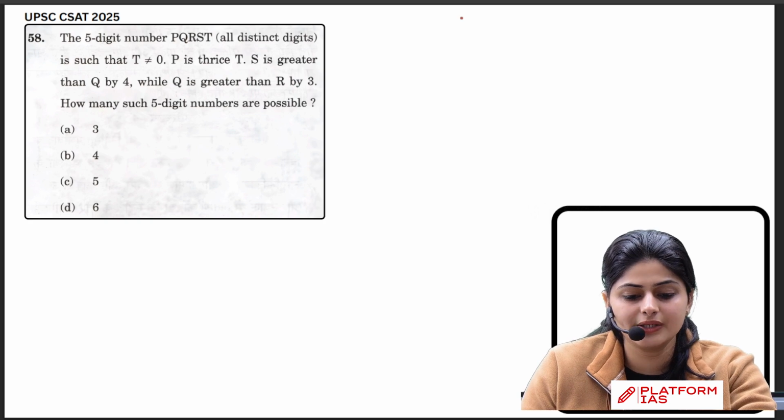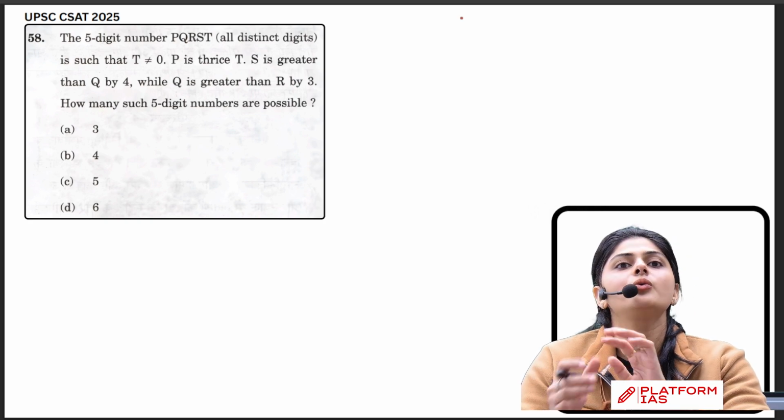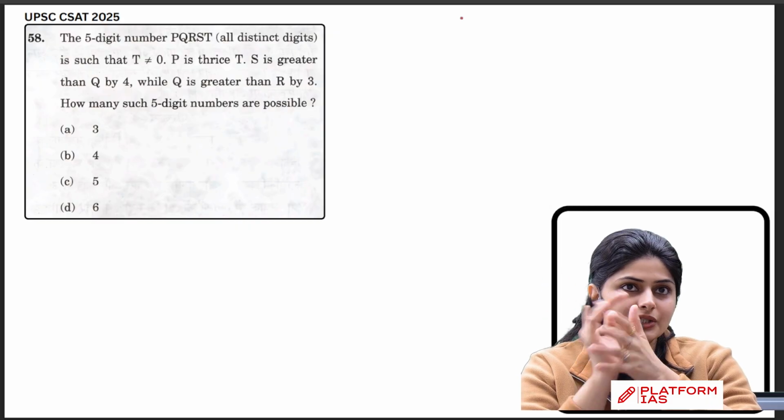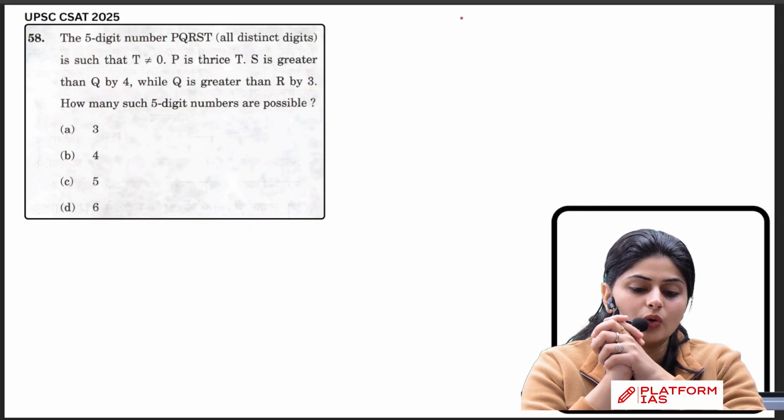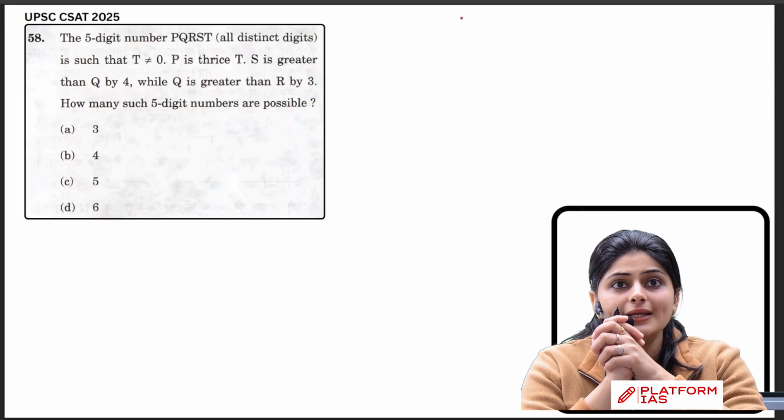Let's read the question. The 5-digit number PQRST, all distinct digits, is such that T is not equal to 0, P is thrice T, S is greater than Q by 4, while Q is greater than R by 3. How many 5-digit numbers are possible?